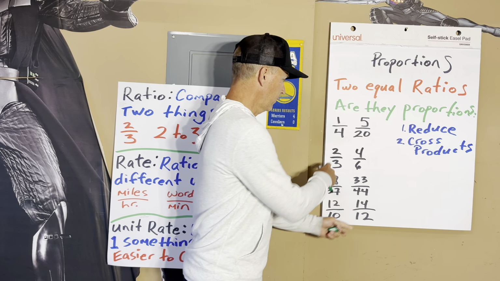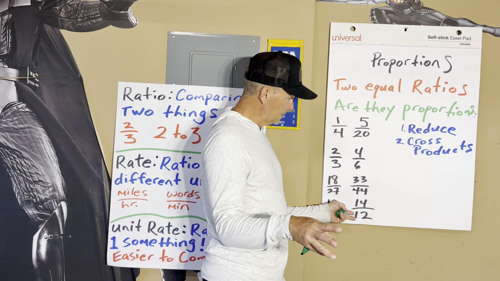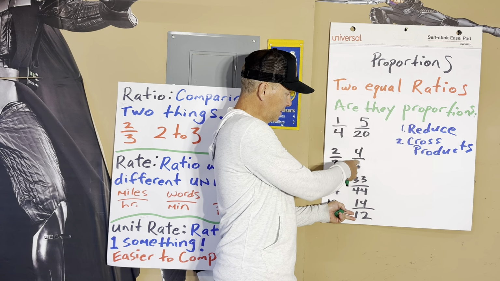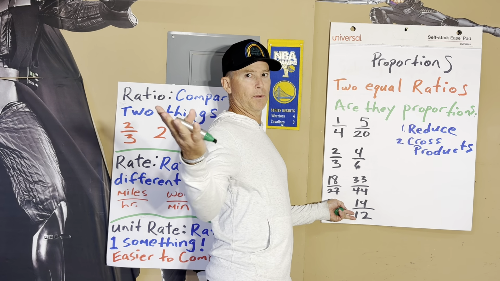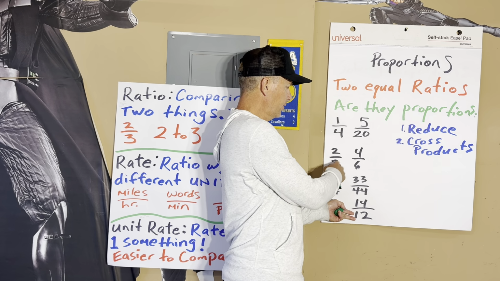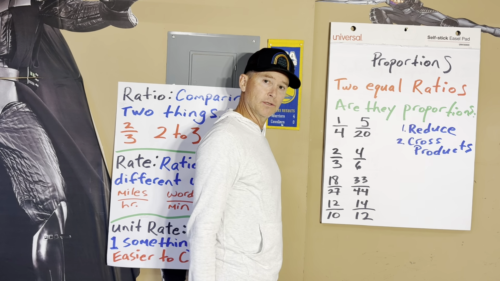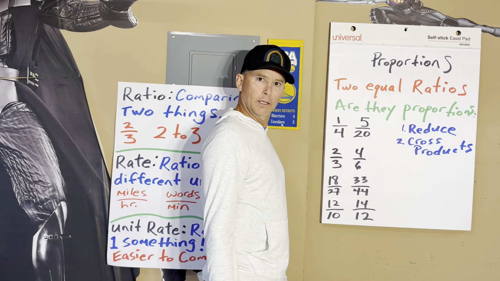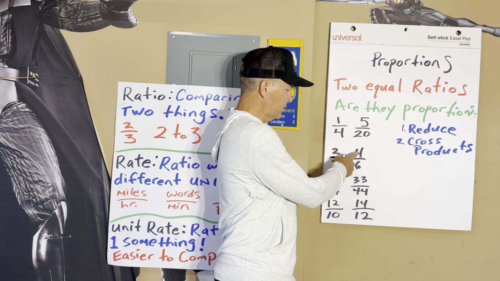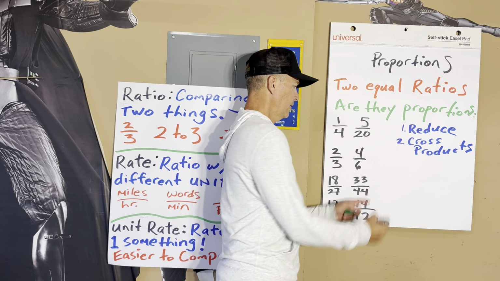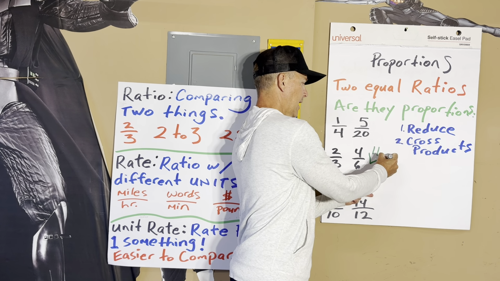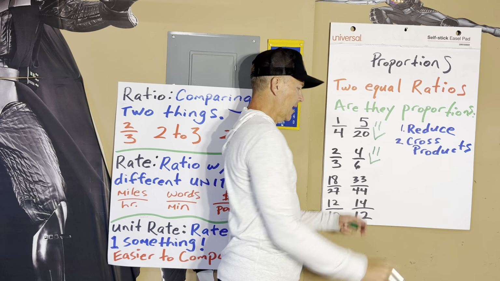Okay, so for this one, let's do both. 4/6 reduces to 2/3. It's a proportion. Let's double check. 3 times 4 is 12. 2 times 6 is 12. It's a proportion. Let's triple check. 2 times 2 is 4. 3 times 2 is 6. The answer is yes.